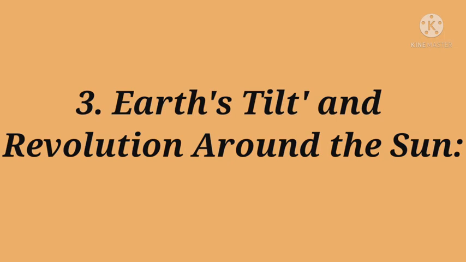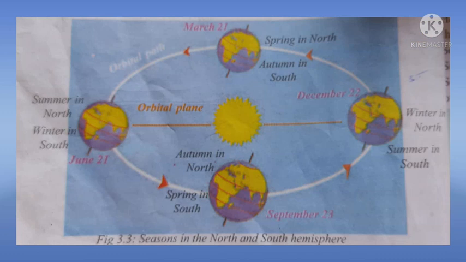Third one, Earth's tilt and revolution around the sun. The earth revolves around the sun while rotating around its own axis. It spins like a top and at the same time keeps moving forward around the sun. The motion of the earth around the sun is called revolution. Each revolution takes about 365 days and 5.56 hours. This is the length of a year on the earth.